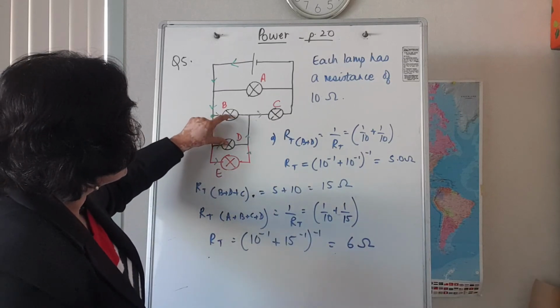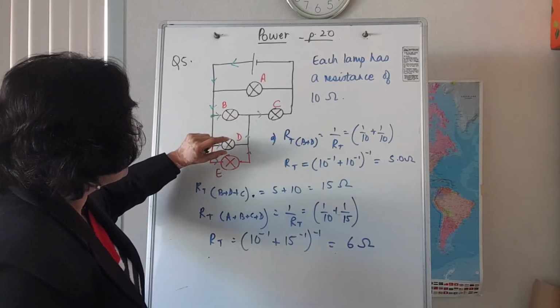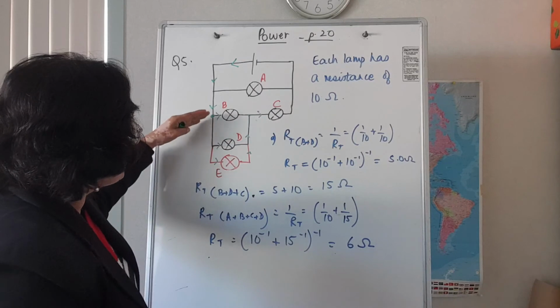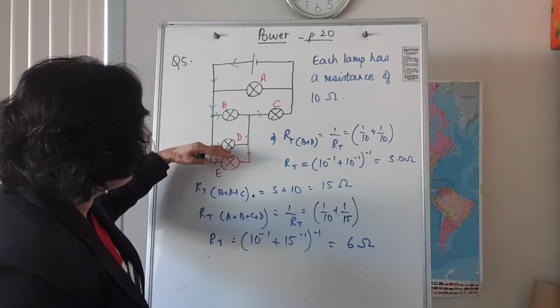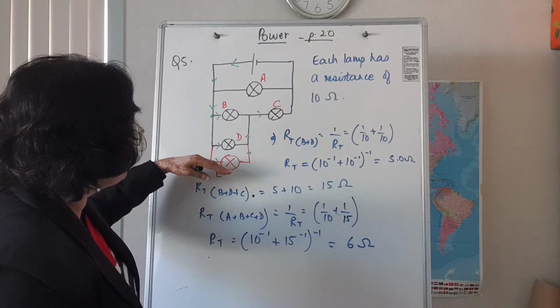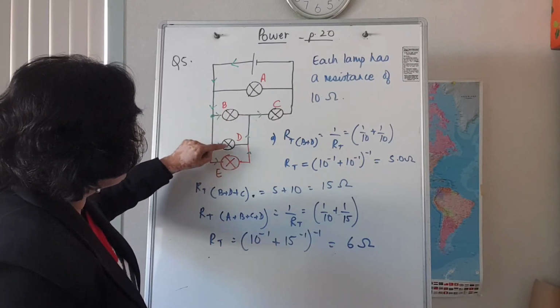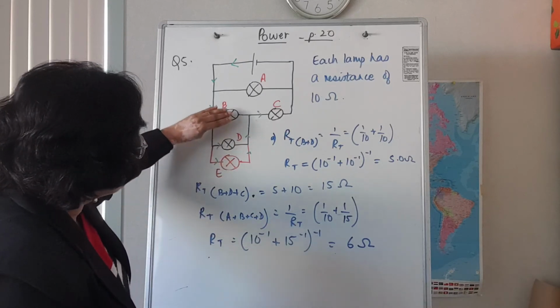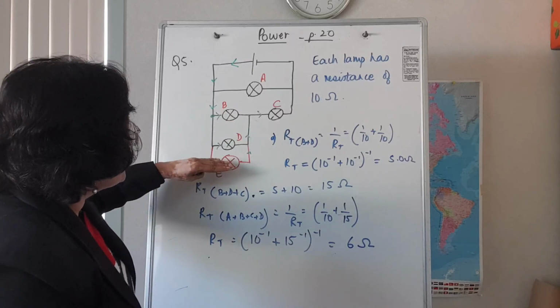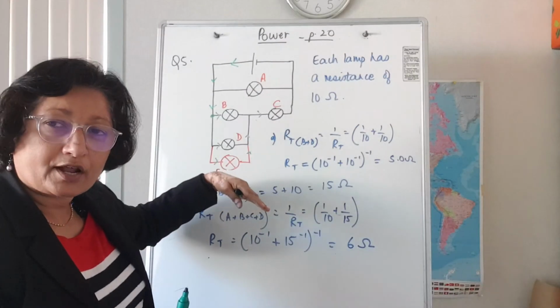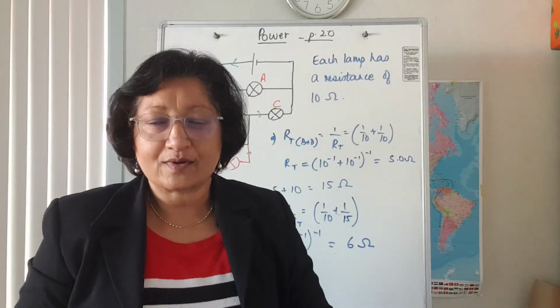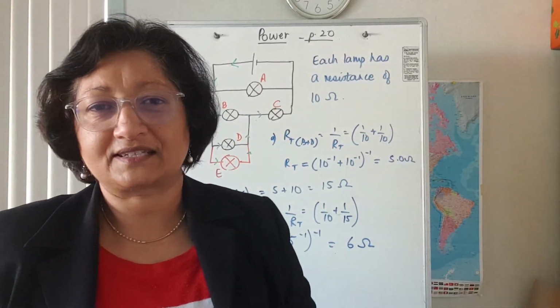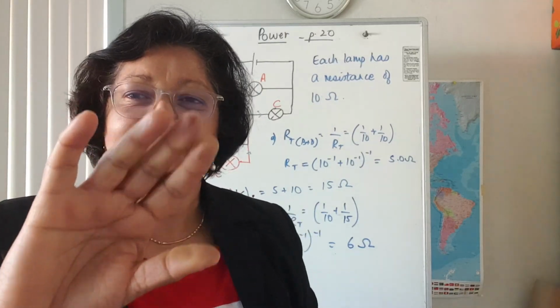What's going to happen to B and D? Because the current is split into three, they're going to get a smaller proportion of the current compared to before. But because they're all in parallel, the brightness of these three will be the same, but they will glow less brightly than before. So that's the answer to question number 5. I hope that made sense, and I hope you understood. Bye for now.